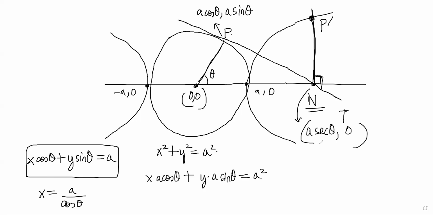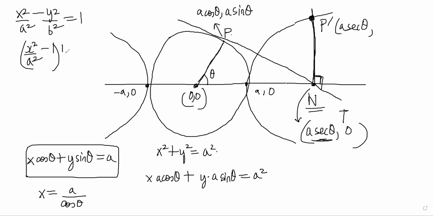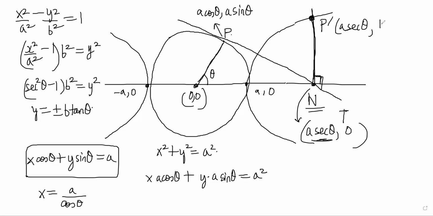So notice that if you have N as a sec theta comma 0, then this point also has a sec theta here. And if you put it in the equation of the curve, x square by a square minus y square by b square equals 1, then x square by a square minus 1 times b square is y square. So when you put a sec theta here, it becomes sec square theta minus 1 times b square is y square. Y is equal to plus minus b tan theta, right? So you are getting this point on the vertical side, on this positive y side, as a sec theta comma b tan theta.